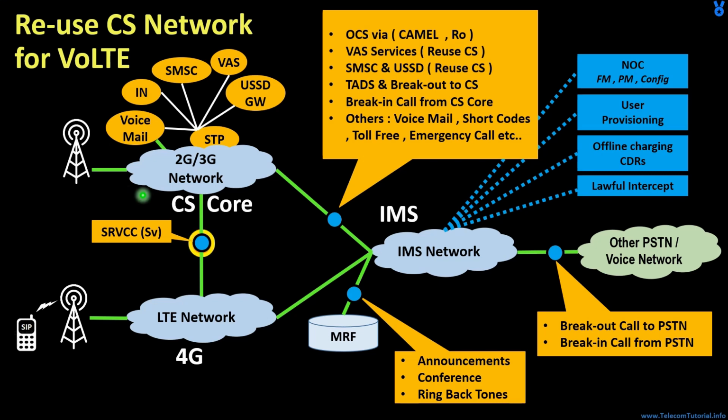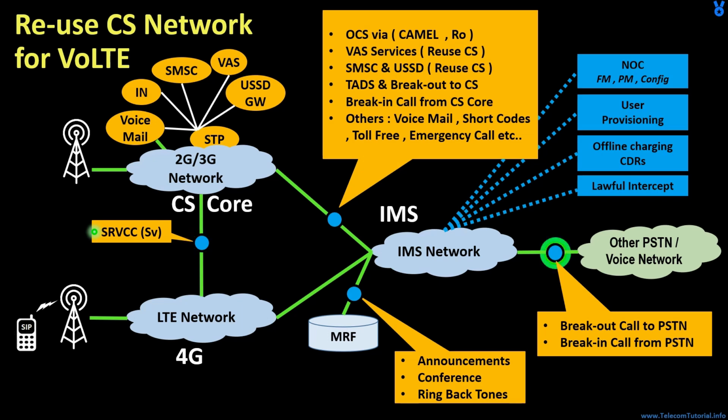The first one is the SRVCC between 4G and the 2G 3G networks. Here you can see the SV link connectivity between the CS core MSCs and the 4G network MMEs. SRVCC stands for Single Radio Voice Call Continuity. It provides a solution for handing over the call from VoLTE to the 2G 3G network, when you go out of 4G coverage during a VoLTE call. This is the first interface where the communication happens between VoLTE, which is the 4G network, and the underlying 2G 3G or CS core networks.